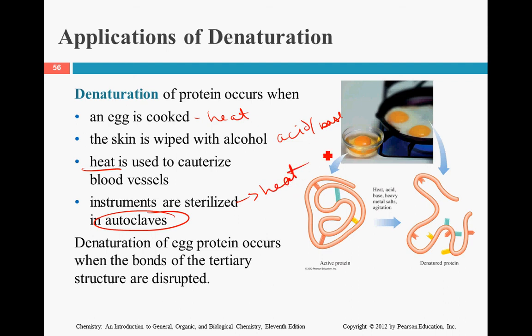Autoclaves are actually used in medicine a lot too, in the medical industry, to sterilize medical equipment. So that's what they say, instruments are sterilized. So, for instance, scalpels or things along those lines, they'll put them in an autoclave, and it gets extremely hot with extremely high pressure to basically kill anything that's in there.